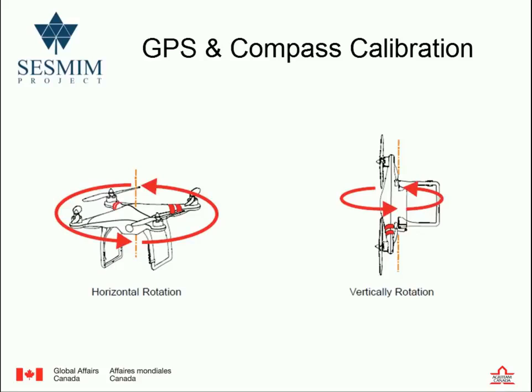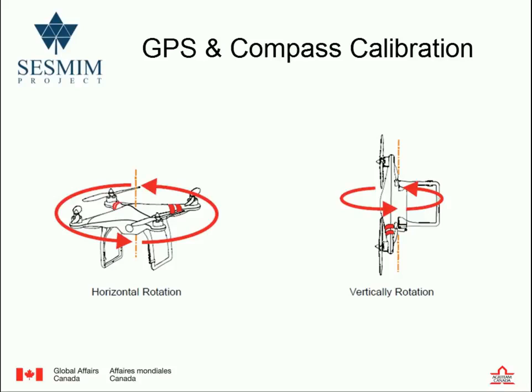After all the batteries are charged, you need to do what is called GPS and compass calibration. Basically, inside the motherboard of the computer unit there's an IMU unit, and it needs to know that it is horizontal. So you have to go through a calibration. If it's out of alignment, the DJI Go software will tell you that you need to do a calibration.